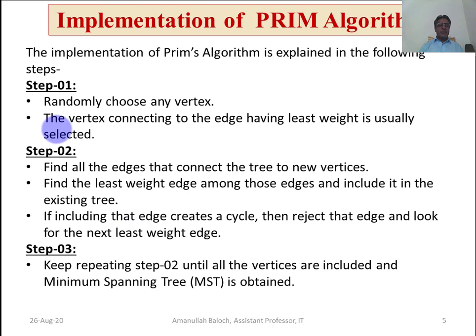Implementation of Prim algorithm. The implementation of Prim algorithm is explained in the following steps. Step 1, randomly choose any vertex. Here the root vertex is not decided in the start, but one can choose randomly a vertex as a root or the starting vertex. The vertex connecting to the edge having least weight is usually selected.